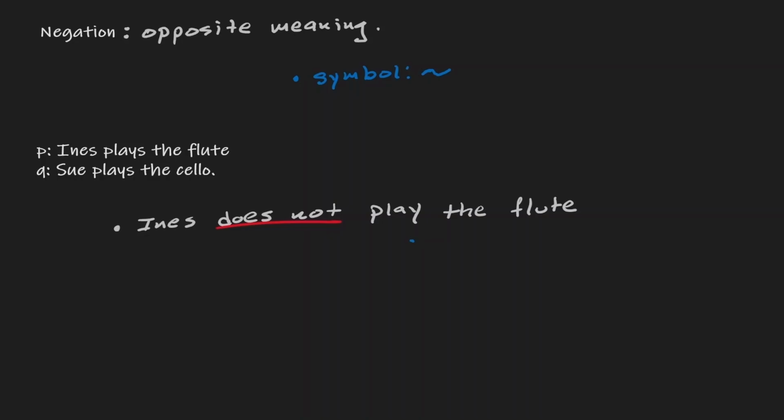Now, how will this statement look using symbols? Well, since I know that P stands for Inez plays the flute, and now this statement Inez does not play the flute is a negation, then I can just represent this as not P.